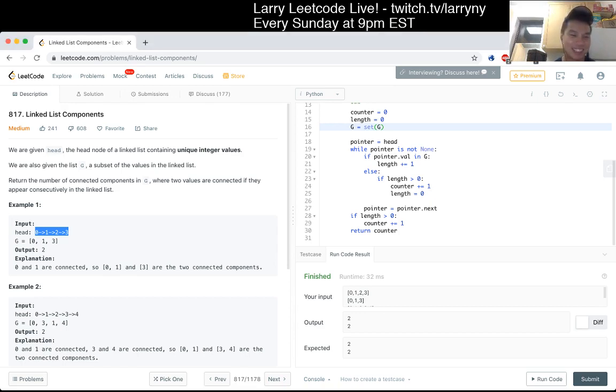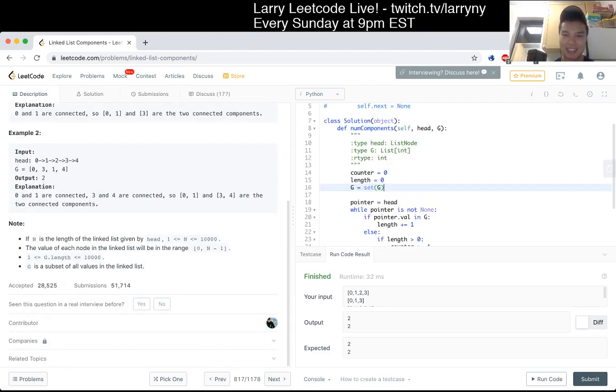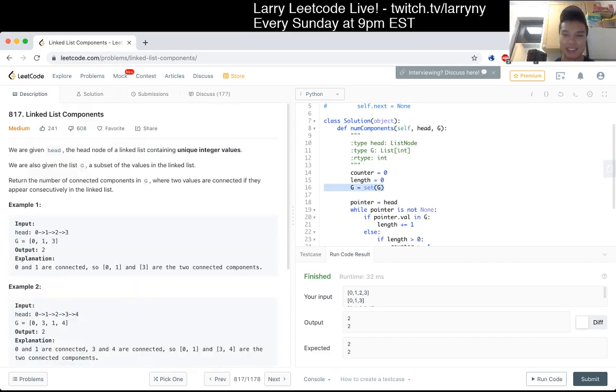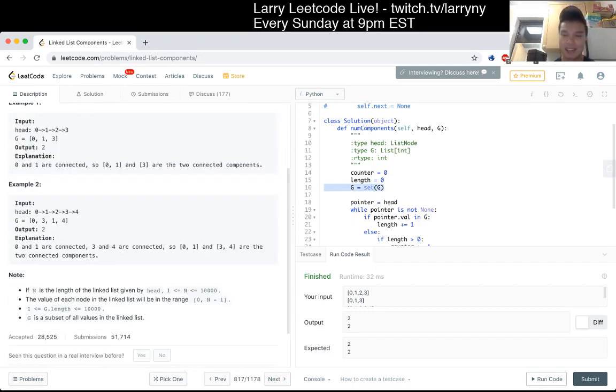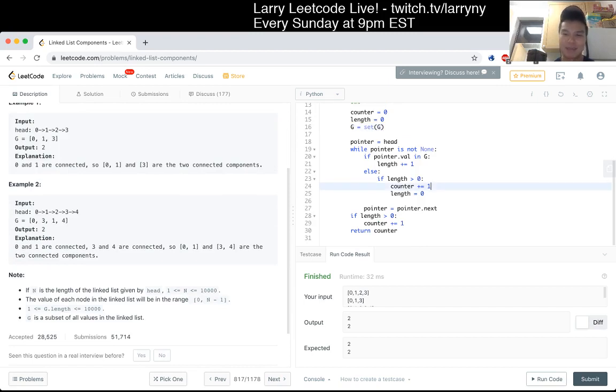So I think O of N was definitely sufficient in terms of time complexity, and space is the same as here, because putting things in a set is O of N anyway, right? In terms of space and time, both of them are the same.